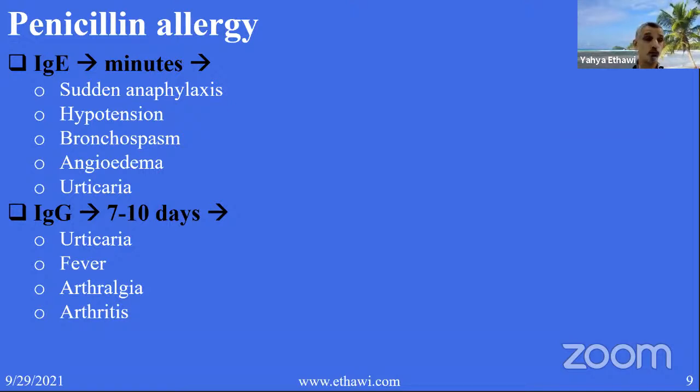This has two benefits. The first is checking and making sure there is no allergy. Second, it can decrease the use of antibiotics. The second type of allergy is immunoglobulin G mediated, and usually takes days. Examples cause urticaria, fever, arthralgia, and arthritis.